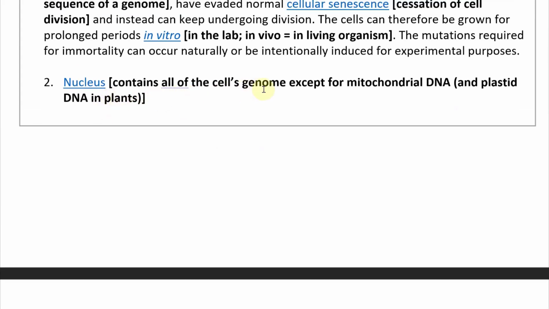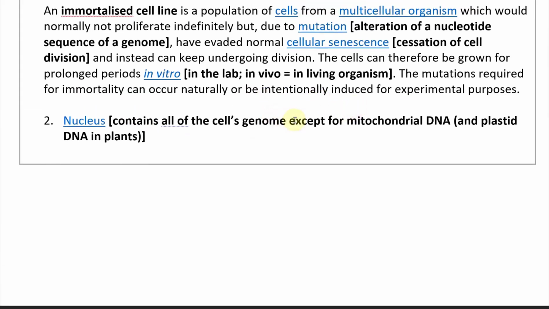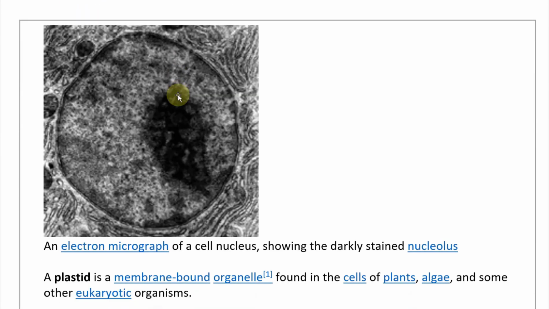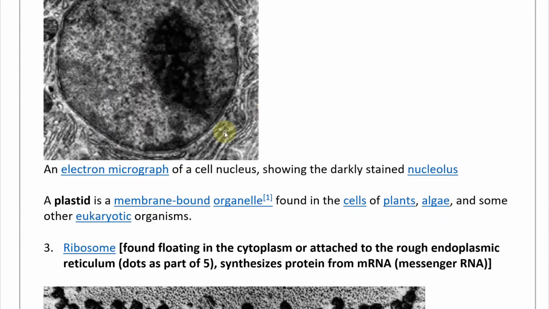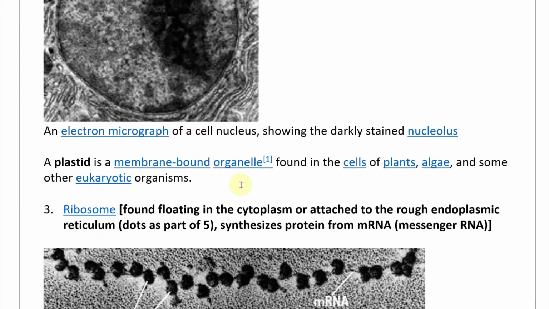So the nucleus contains all the cell's genome, except for mitochondrial DNA and plastid DNA in plants. All right, let's continue further here. So here's an electron micrograph of a cell nucleus showing the darkly stained nucleolus inside there. So a plastid is a membrane-bound organelle found in the cells of plants and algae and some other eukaryotic organisms.